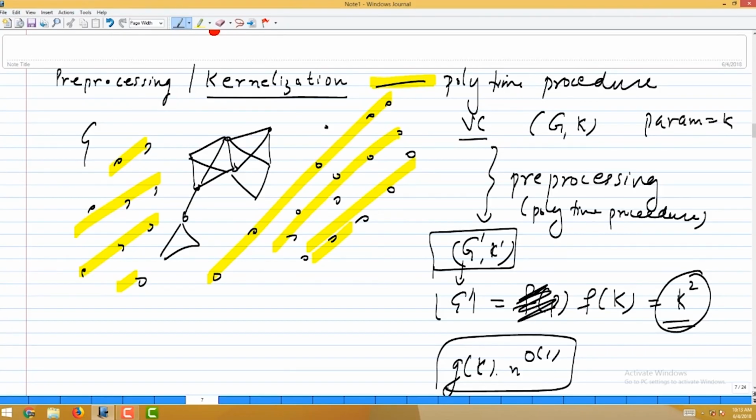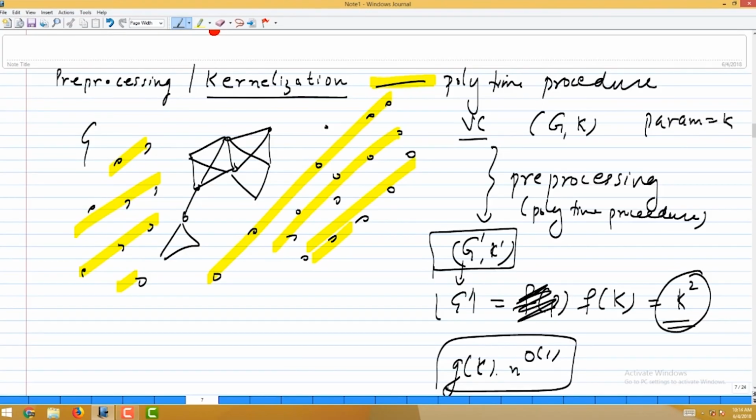I have given you the guarantee that if you want to find a vertex cover in G of size at most k, it's enough to find a vertex cover in G prime of size at most k prime. Basically, if this graph had a vertex cover of size k, the algorithm on this instance should return yes. Then the algorithm for this instance would return yes. That means this G prime would have a vertex cover of size k prime.